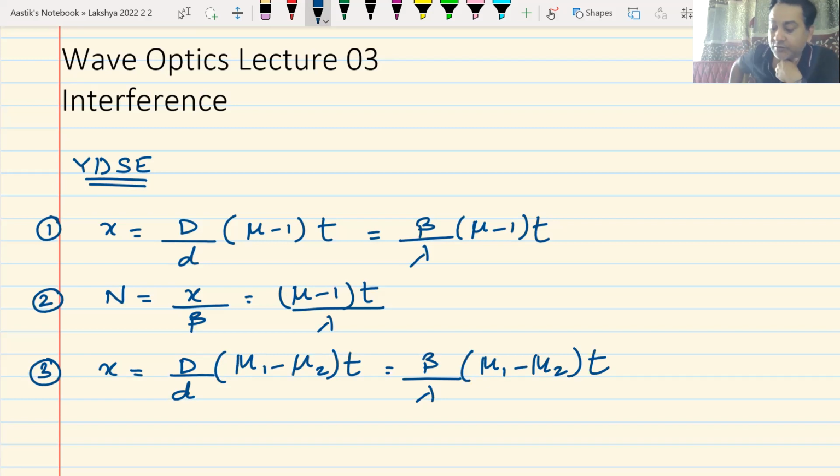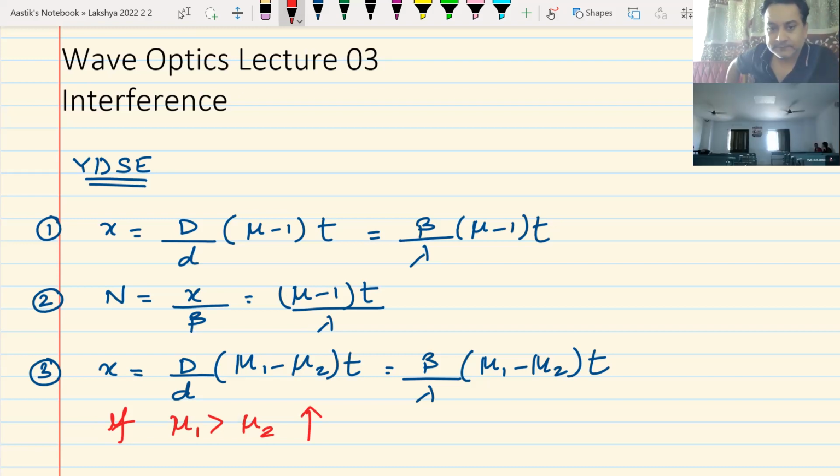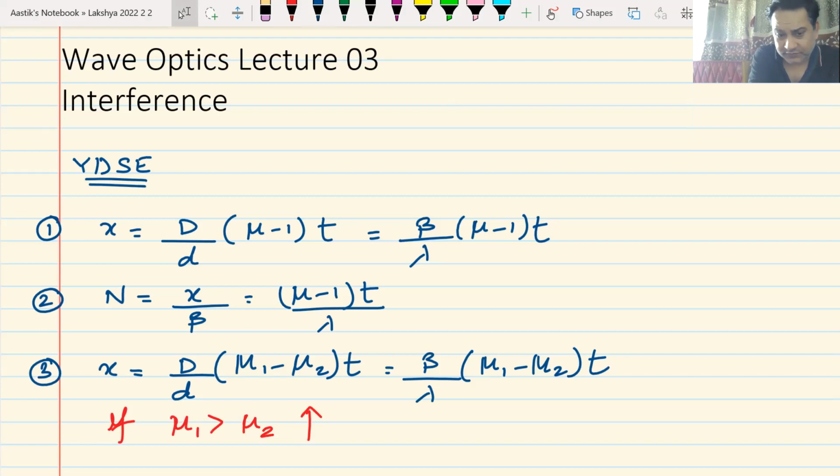Now you must remember whether it will shift upwards or downwards. If mu1 is greater than mu2, it will shift upwards. If you remember this, you will understand that if mu2 is greater than mu1, it will shift downwards. All of us understand this, yes or no? I'll give you time to note this down again at one place.